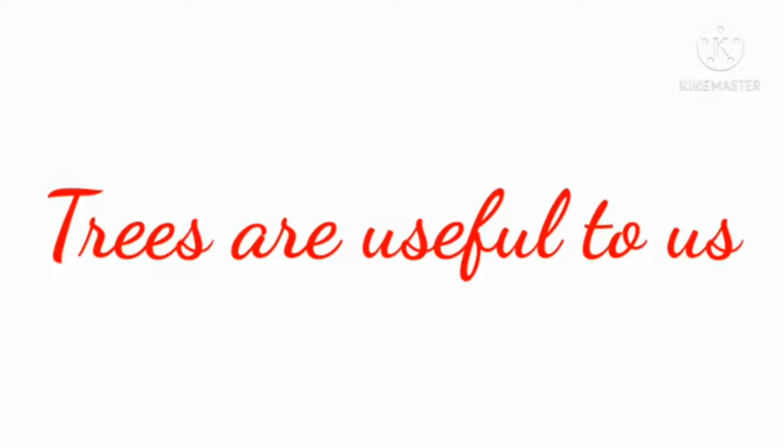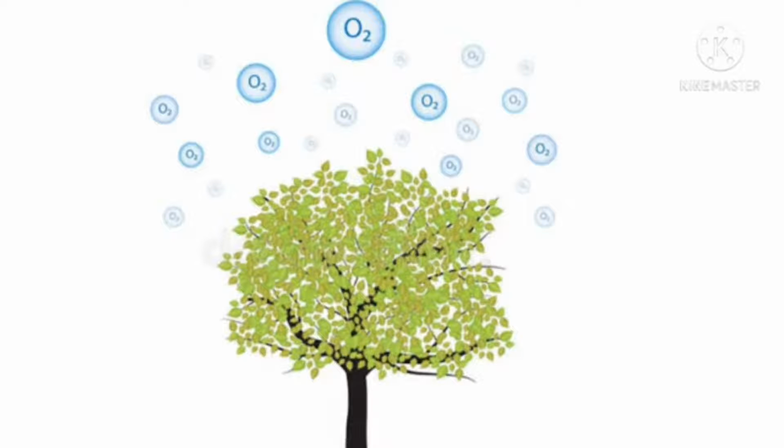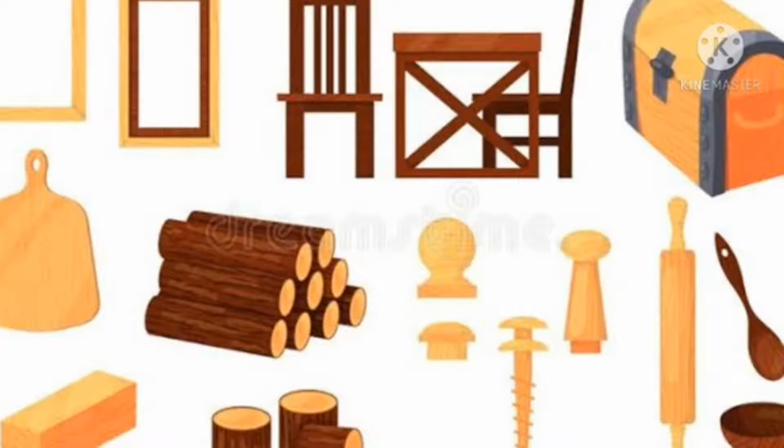Trees are useful to us. Apart from various uses, trees give us oxygen to breathe, and its roots hold the top fertile soil during rain and flood. Some uses of trees: for making furniture, for making paper, for making medicines.